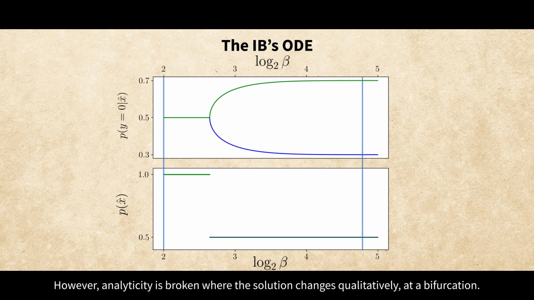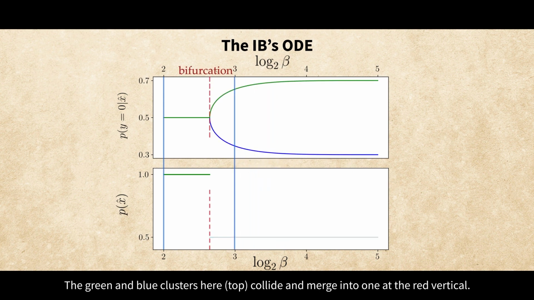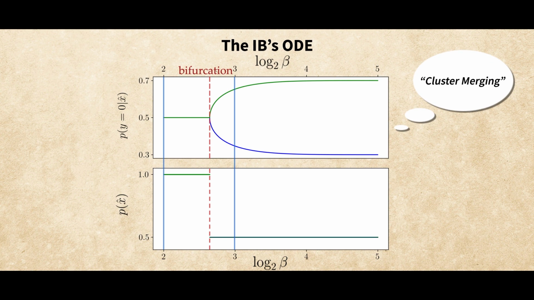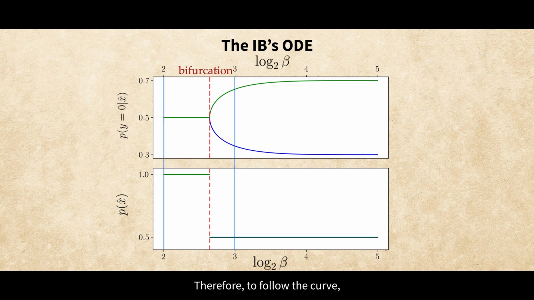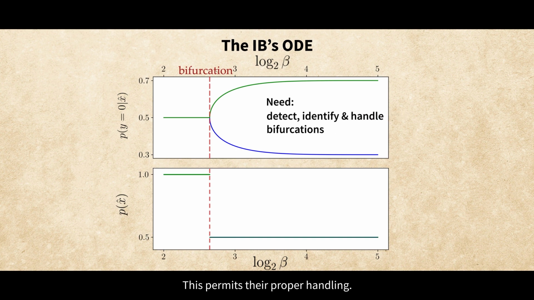However, analyticity is broken where the solution changes qualitatively, at a bifurcation. The green and blue clusters here collide and merge into one at the red vertical. This example depicts the conceptually simple cluster merging bifurcation, one of several types. Therefore, to follow the curve, we not only detect IB bifurcations but also identify their type. This permits their proper handling.